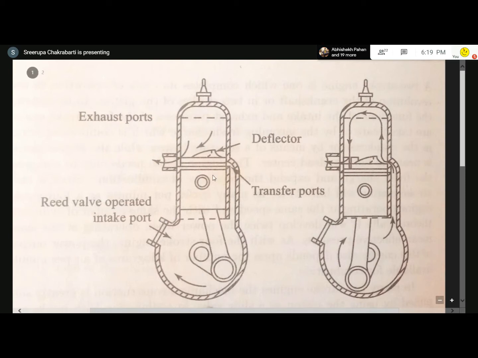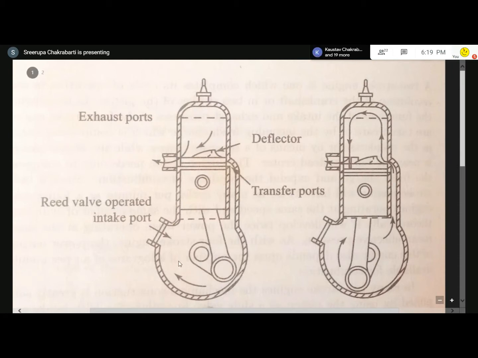Port means basically a port is an opening. It is just an opening. Now, this crank is rotating in the clockwise direction.